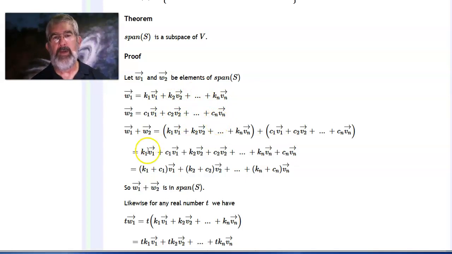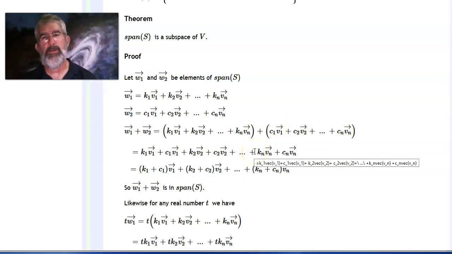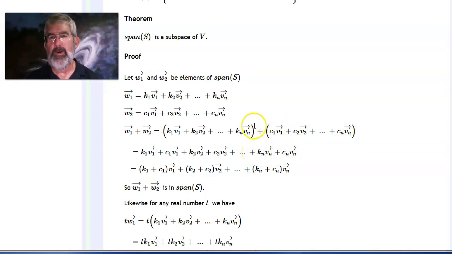Now, if I add those two vectors together, W1 plus W2, here's W1, here's W2, and I'm going to do some rearranging because we're in a vector space, and I know that addition is commutative, and there are distributive properties and whatnot. The first thing is I'm going to take the k1 v1 from here, and the c1 v1 from over there, and then the 2's, and then the 3's all the way up to the n's. I notice that these first two terms have a common vector, v1, that can be factored out. So (k1 plus c1) times v1. Likewise here, there's a v2 that can be factored out, and so on.